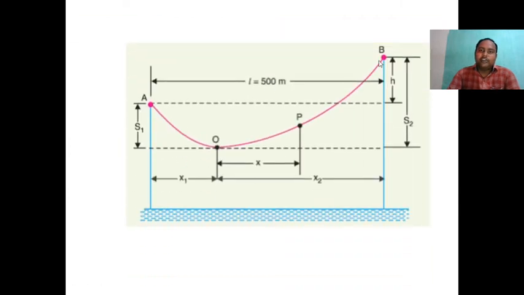When the supports are at different levels, consider pole A and pole B with sag S1 and sag S2. H is the difference between the two levels, or two sags, S2 minus S1. O is the lowest point of the conductor. Point P is at some distance from point O. Point P is the middle point of the conductor. From point O to point A is x1, point O to point B is x2. Length of span is 500 meters.